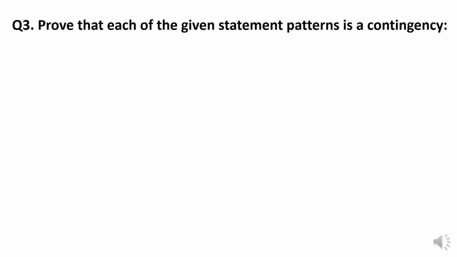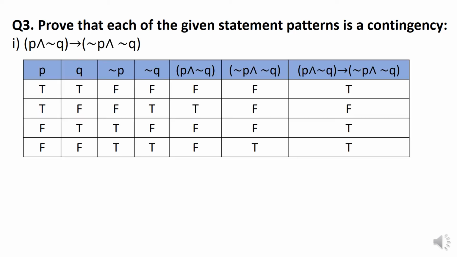The next type of question: prove that each of the statement patterns is a contingency. The first one, if P and not Q, then not P and not Q. The truth table for this pattern looks like this.